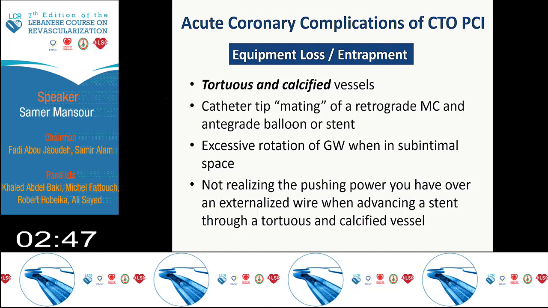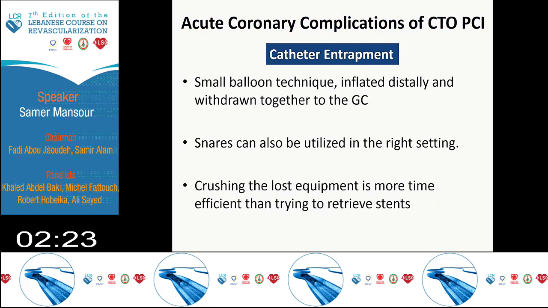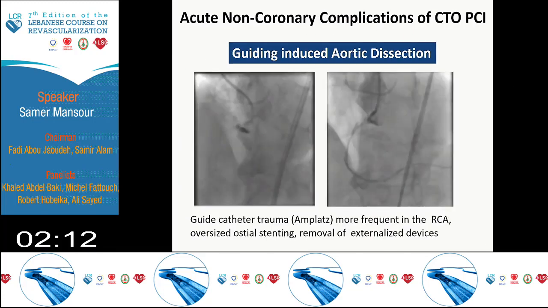Equipment entrapment or loss is a more common complication in tortuous and calcified vessels. It could be related to catheter tip mating of a retrograde with an antegrade balloon or stent, or excessive rotation of guide wires when you are in the subintimal space. When you are removing equipment, you should not neglect the power you have when you externalize a wire, when you are pushing materials through tortuous and calcified vessels. We use regular techniques. We use small balloons. You open that balloon and you try to take everything out. You may snare, or you may need to crush the embolized material with a stent against the coronary wall.